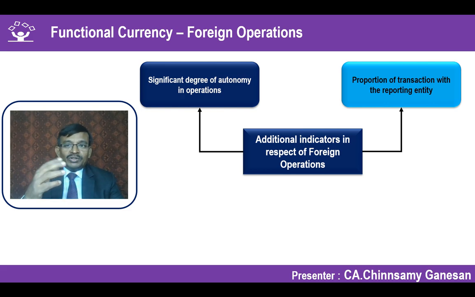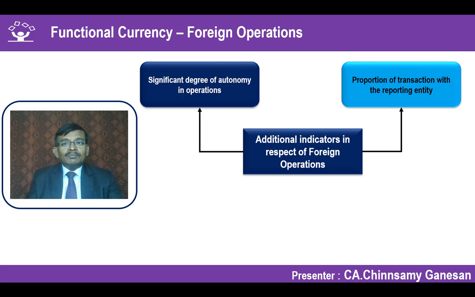The second additional indicator which we will see is the proportion of transactions with the reporting entity. For example, if the entire supplies are made by the parent company and the foreign subsidiary just sells and remits the money back, so it is fully dependent on the supplies made by the parent company, the proportion of transactions is very high. That could also give an indication that the functional currency of the foreign operation is equivalent to the functional currency of the parent company, not a separate functional currency.